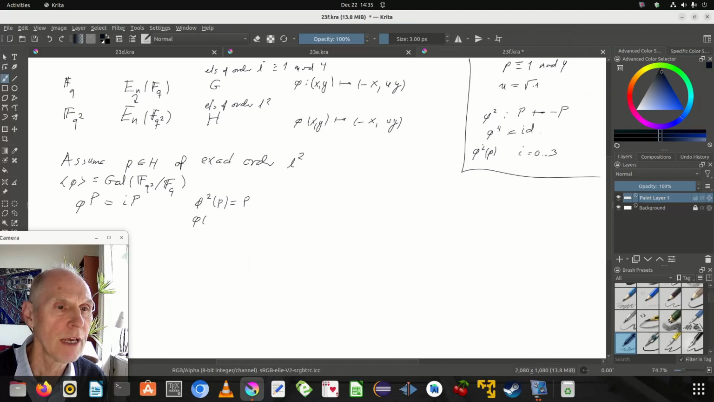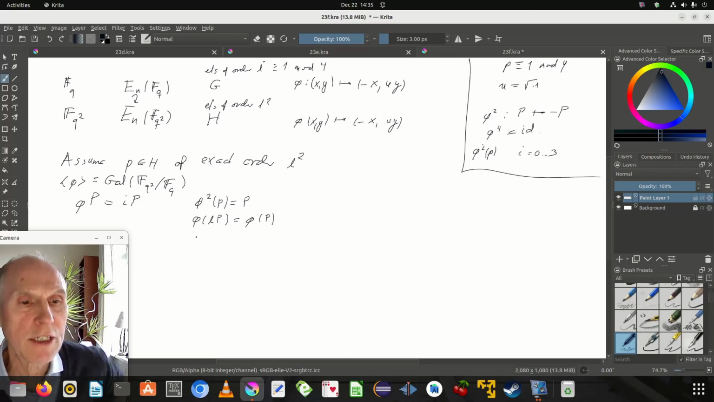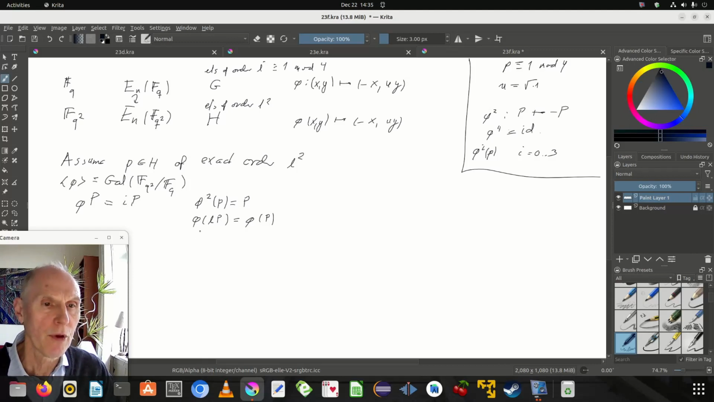If P has exact order L, then LP is unchanged by phi. On the other hand, this equals L phi of P, which equals I of P.